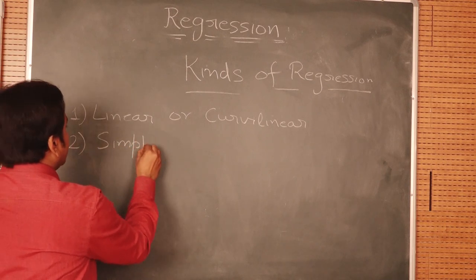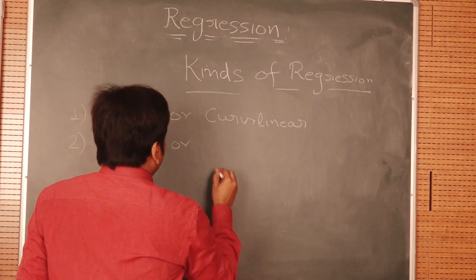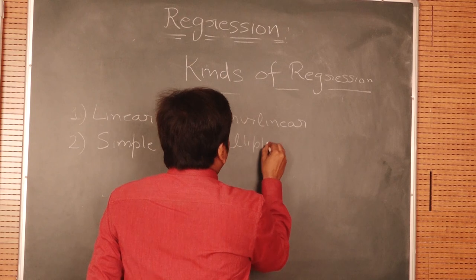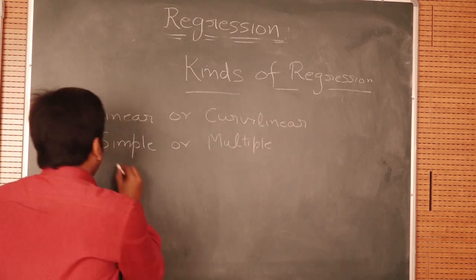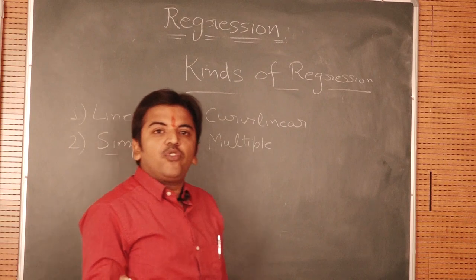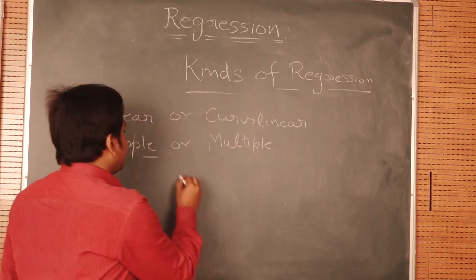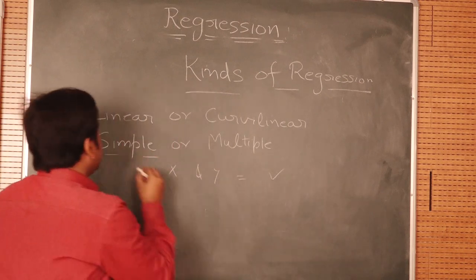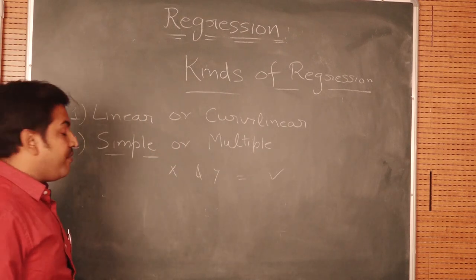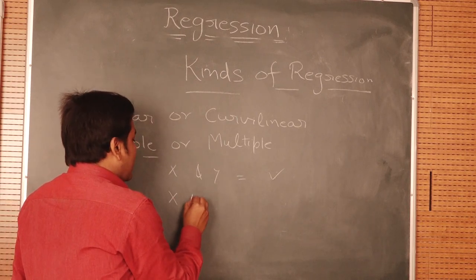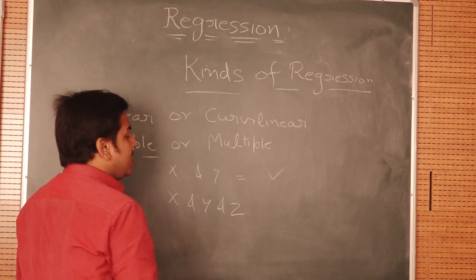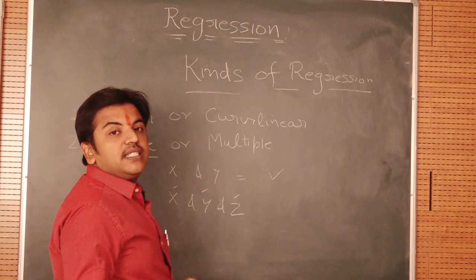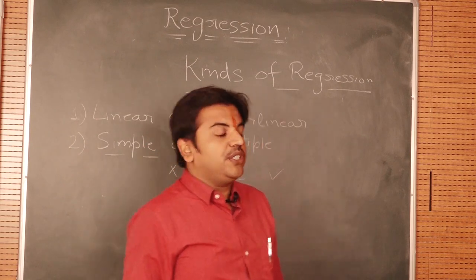We have simple regression or multiple regression. Simple regression is when we have two variables, that is one X series and the other is Y series. And if we have an X series, a Y series and a Z series, where X and Y are independent and Z is dependent, we can say it is multiple regression.